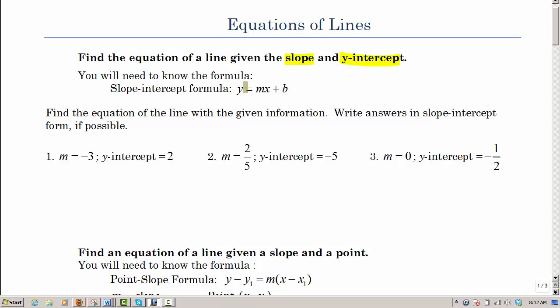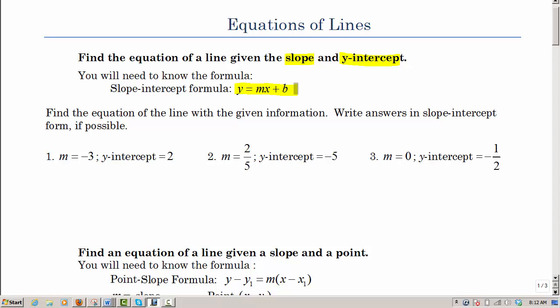You will need to know the formula y equals mx plus b. Now we had that one in the previous lesson because we solved for y in order to find m and b, and then we graphed it. So this should be pretty easy. It's usually also a formula most people remember from high school.